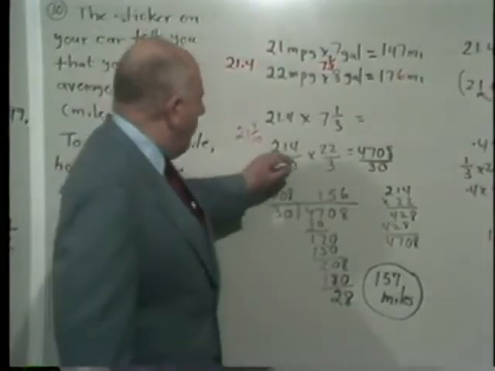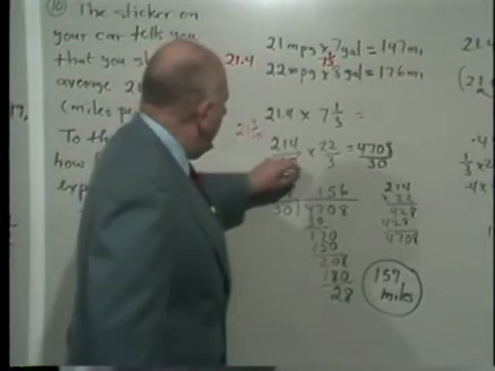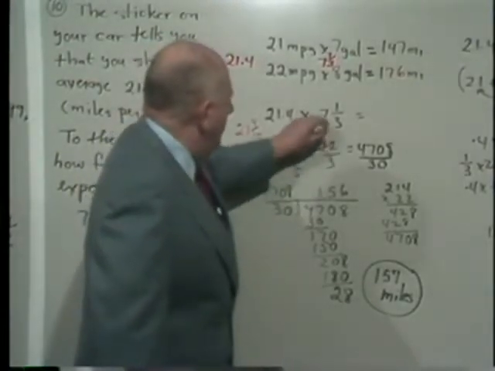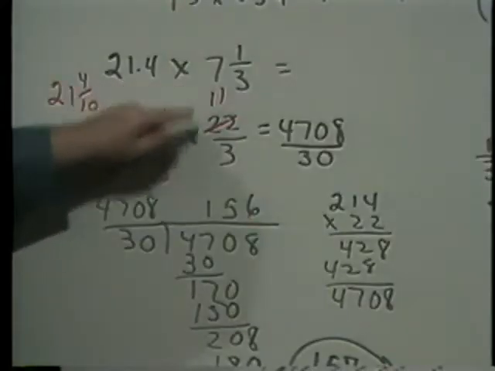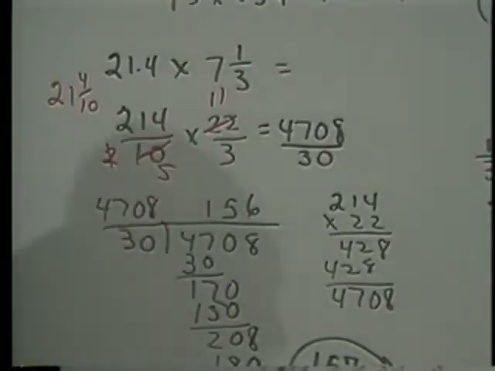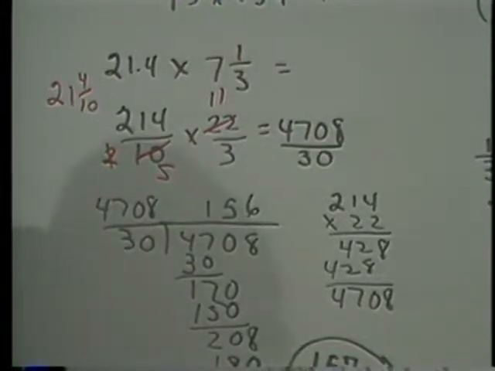And by the way, again, if you wanted to, you could have said 2 goes into 10 5 times, 2 goes into 22 11 times, and you could have written the problem as what? 214 times 11 over 5 times 3. But the calculator doesn't care whether you reduce or not. You can do that, but let's just finish the problem now. Now we divide the 30 into the 4,708.